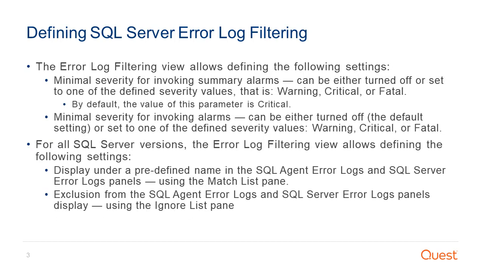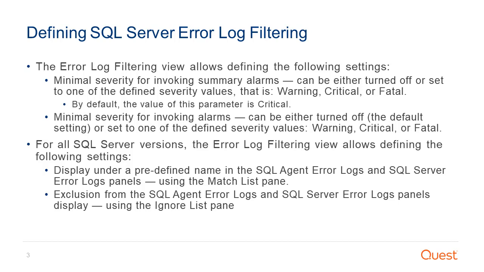Minimal severity for invoking summary alarms can be either turned off or set to one of the defined severity levels, that is, warning, critical, or fatal. Note, by default, the value of this parameter is critical. Or minimal severity for invoking alarms. This can be either turned off, which is the default setting, or set to one of the defined severity values: warning, critical, or fatal. For all SQL Server versions, the error log filtering view allows defining the following settings.